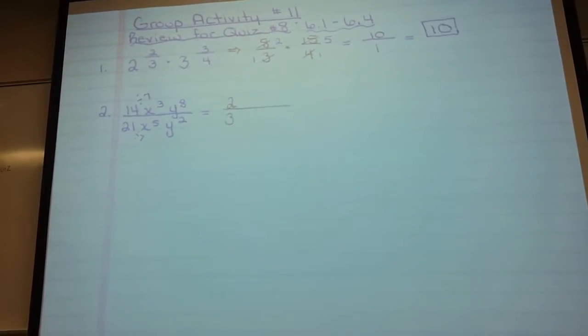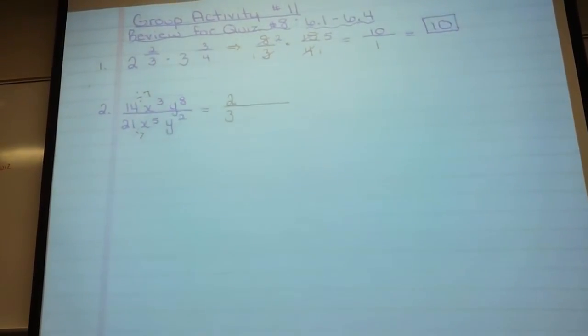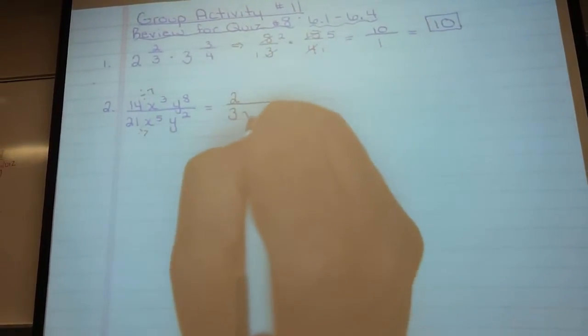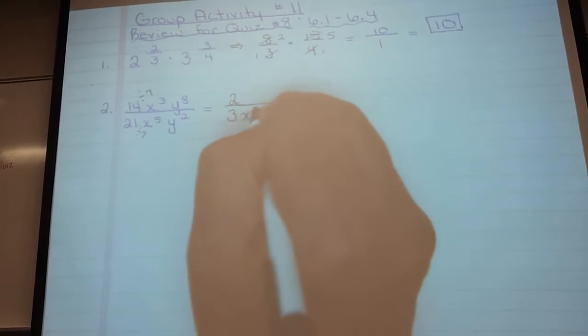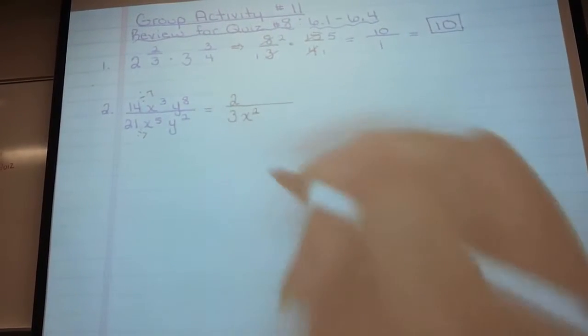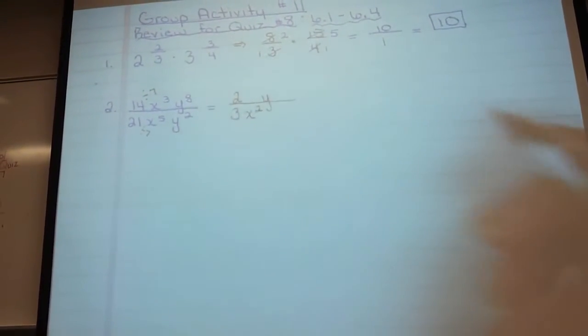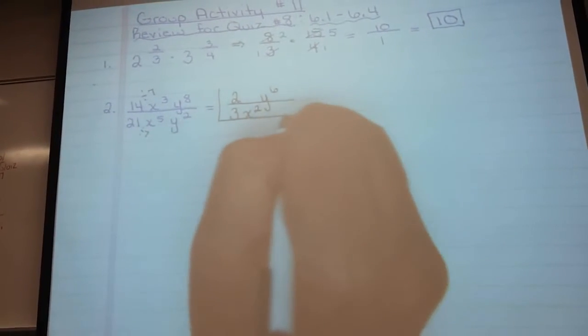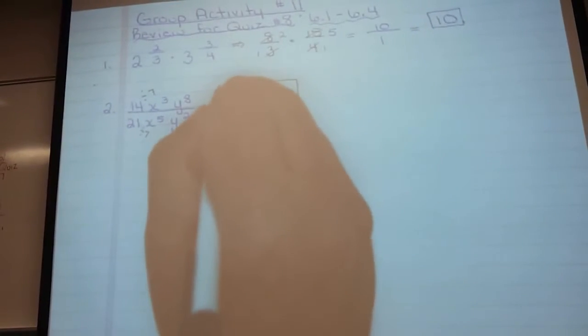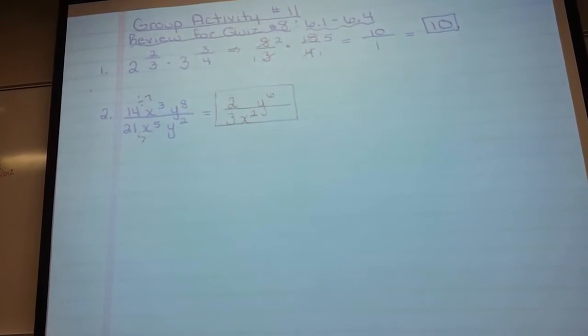Then if I look at my letters, where do I have more X's? Bottom. How many more? 2. And then y. Where do you have more Y's? On top. And how many more? 6. And you're done. So the only thing new to that is just the fraction with the numbers in there.